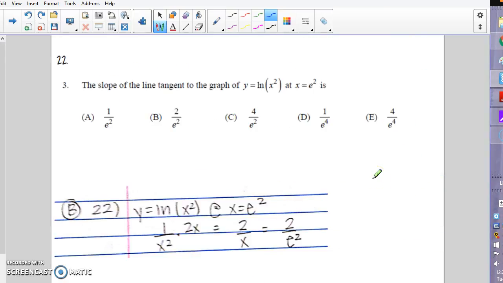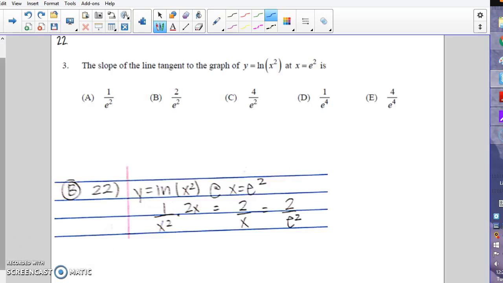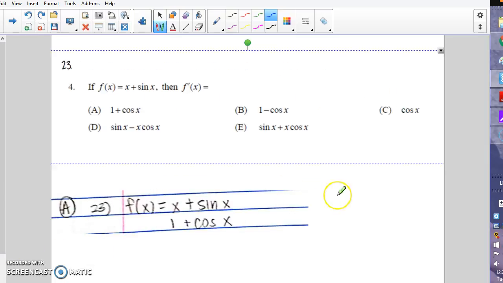Slope of the tangent line to the graph. So this is take the derivative, so 1 over x squared, chain rule times 2x, simplifies to 2 over x, which is 2 over e squared. This is just take the derivatives. The derivative of x is 1, derivative of sine is cosine.